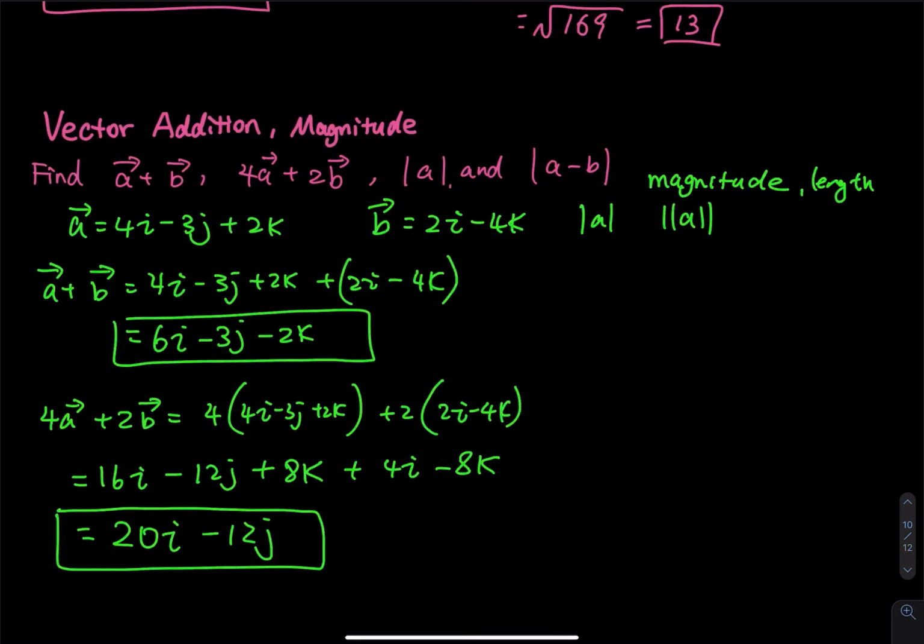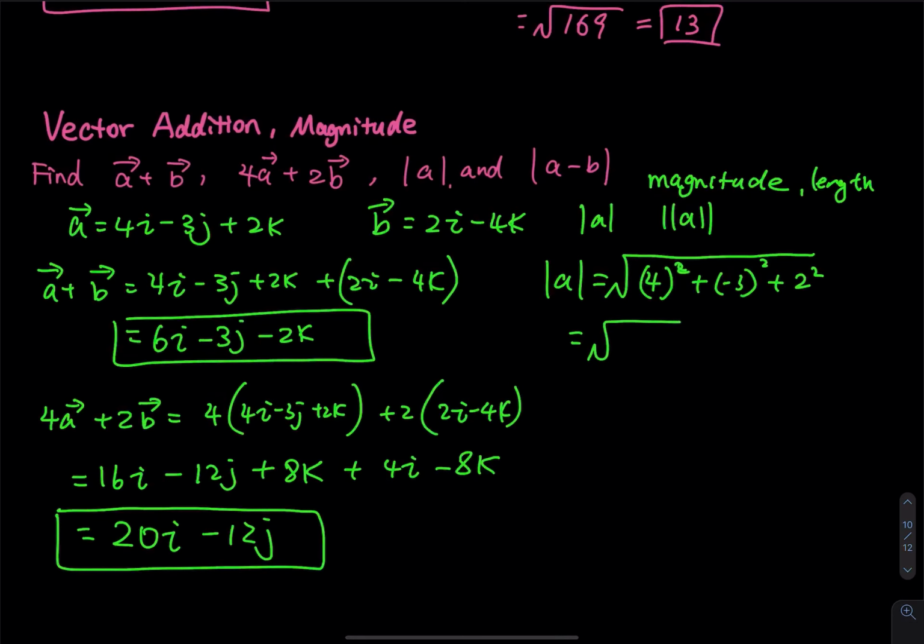Okay, so for vector A, the length is you have to square each of those elements. The first number is 4 squared, the second number is negative 3 squared, and the third number is 2 squared. So that will be 16 plus 9 plus 4. So 20 plus 4 is the square root of 29. Let's not bother to approximate that. So the length of vector A is the square root of 29.